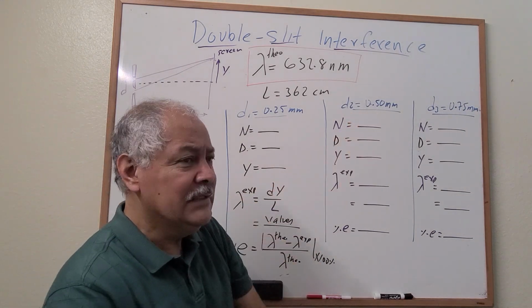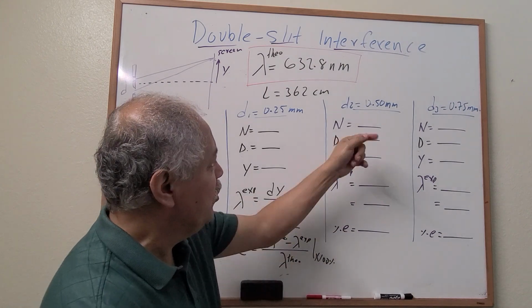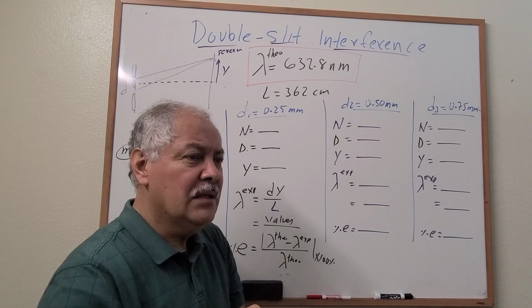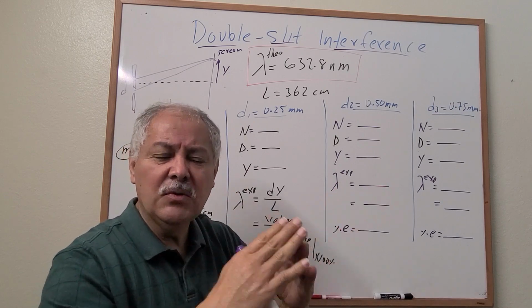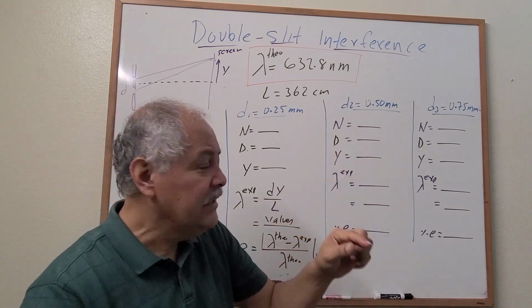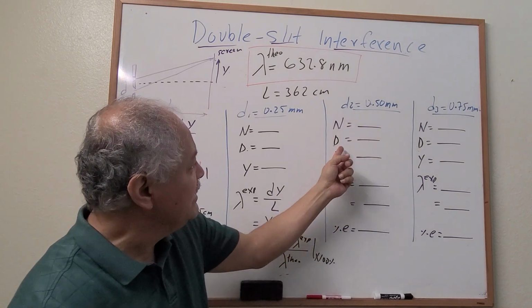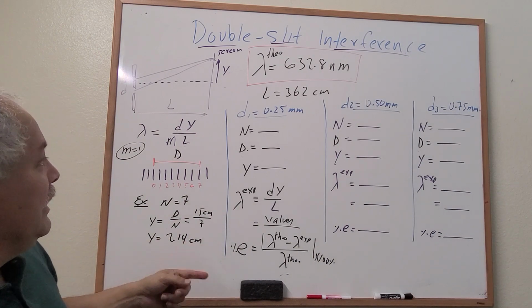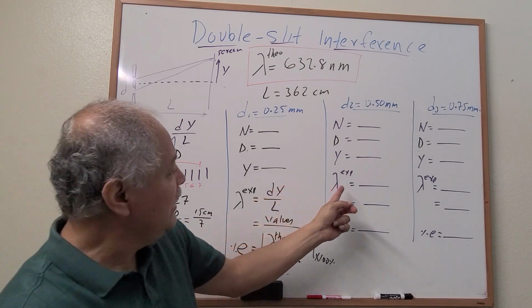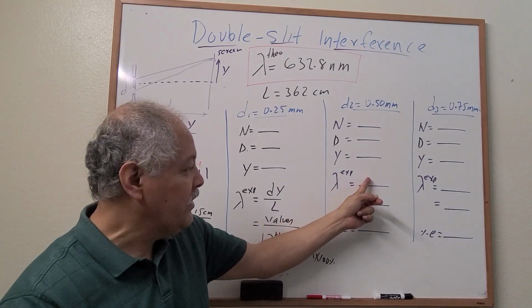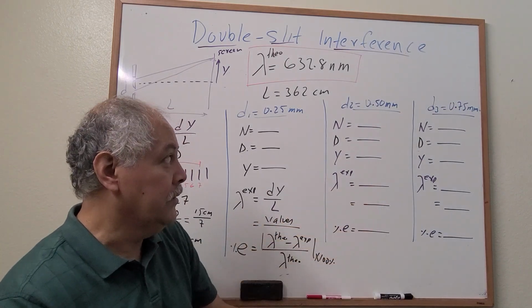We're going to change the distance between the slits. It's going to be 0.50 millimeters. And the same thing, take the number of fringes. It's up to you. You want to use 5, 6, 10. Find the distance, divide the distance by n, and we get y. Then using the same formula from here, plug in the values, find the wavelength, and find the percent error.